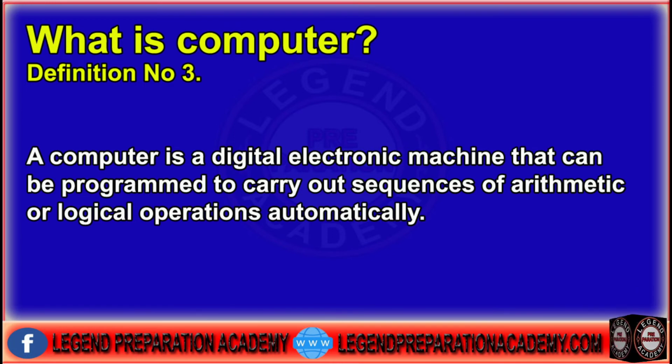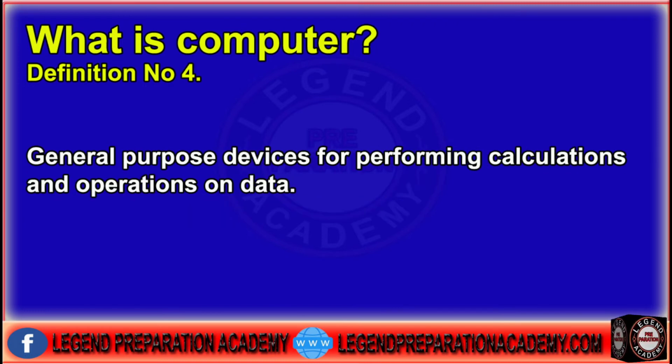What is computer? Definition number 3. A computer is a digital electronic machine that can be programmed to carry out sequences of arithmetic or logical operations automatically.